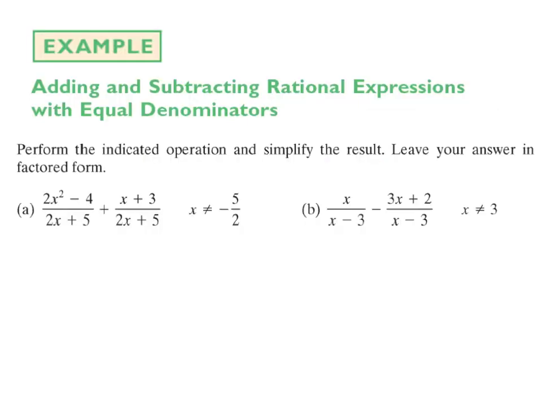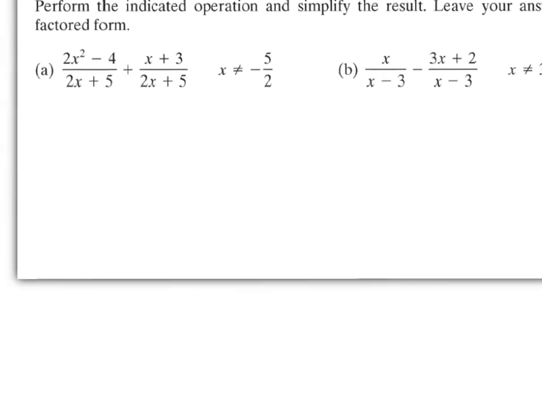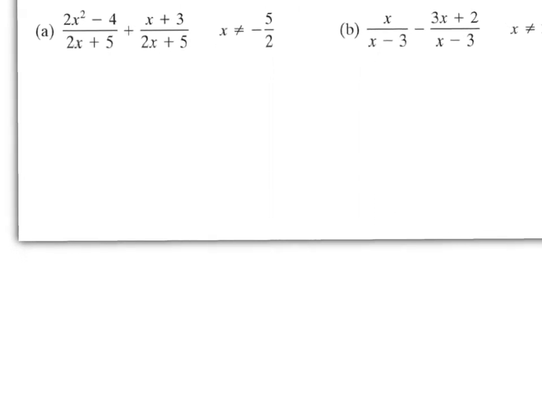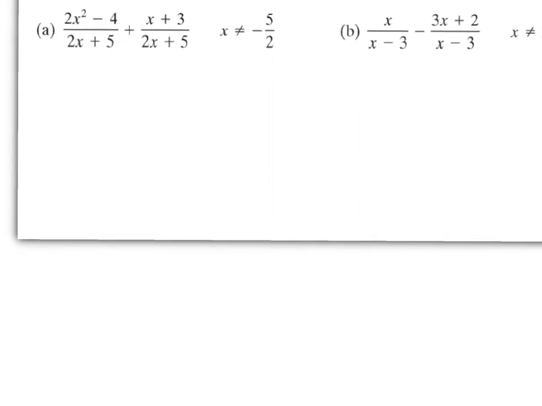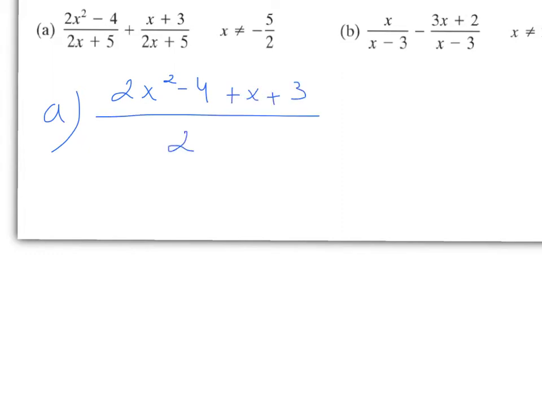So let's take this example. Here we're going to add and subtract rational expressions with equal denominators. Since we have equal denominators, we will have no problem here. We're just going to add or find the difference of the numerators. Let's start with a here. We're just going to add: we have 2x squared minus 4 plus x plus 3 over 2x plus 5. Okay? Well, we got 2x squared plus x.